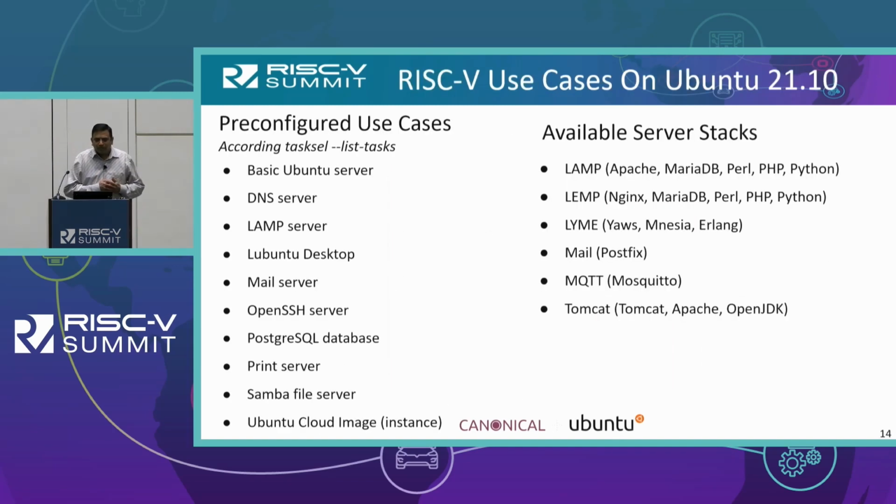Now, talking a little more about Ubuntu 21.10. In terms of pre-configured use cases, there is Ubuntu Server, DNS Server, LAMP, Lubuntu, Mail, OpenSSH, PostgreSQL, Print, Samba, Ubuntu Cloud, and Cloud Image. These are pre-configured use cases within Ubuntu. Among the available server stacks, there's LAMP, and there's LEMP, which is Nginx based. There's also Mail, Mosquitto, and Tomcat. These are all standard offerings that are built into Ubuntu 21.10.